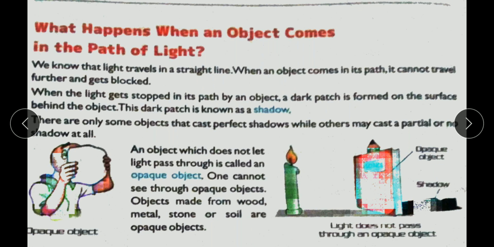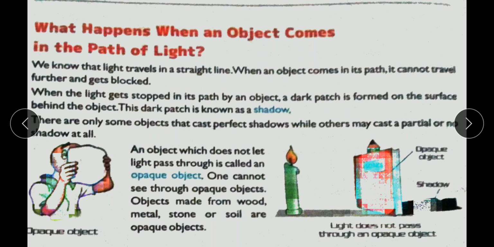When the light gets stopped in its path by an object, और जब light रुक जाती है ऑब्जेक्ट के पाथ में तो क्या होता है? एक डार्क पैच बन जाता है सरफेस पे ऑब्जेक्ट के बिहाइंड. और इस डार्क पैच को हम क्या बोलते हैं? इस डार्क पैच को हम शेडो कहते हैं. There are some objects that cast perfect shadow while others may cast partial. कुछ ऑब्जेक्ट होते हैं जो परफेक्ट शेडो बनाते हैं लेकिन कुछ पार्शियल शेडो बनाते हैं, कुछ ऐसे होते हैं जिनसे शेडो ही नहीं बनती.